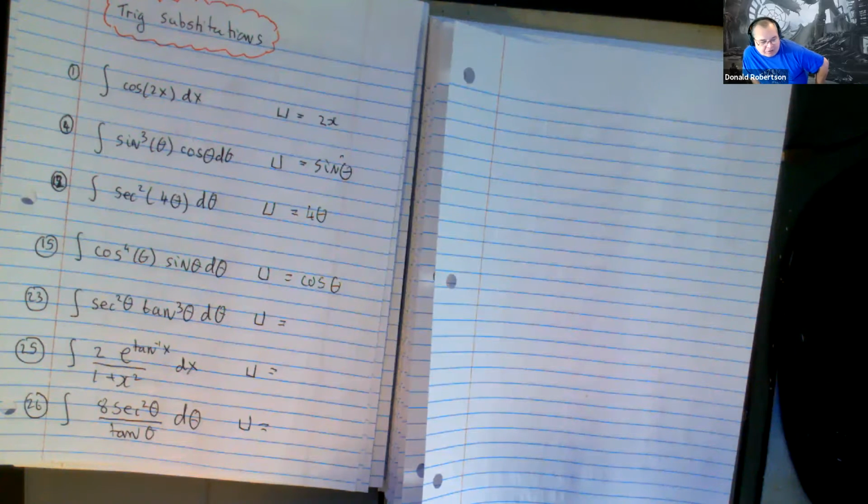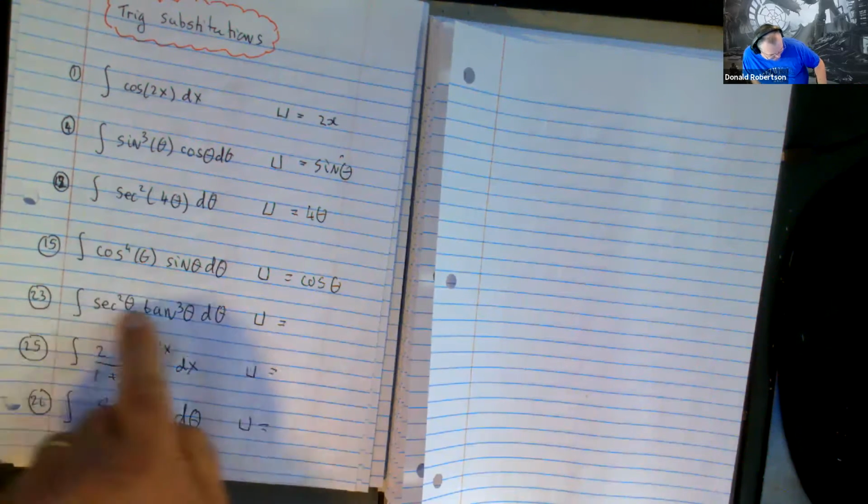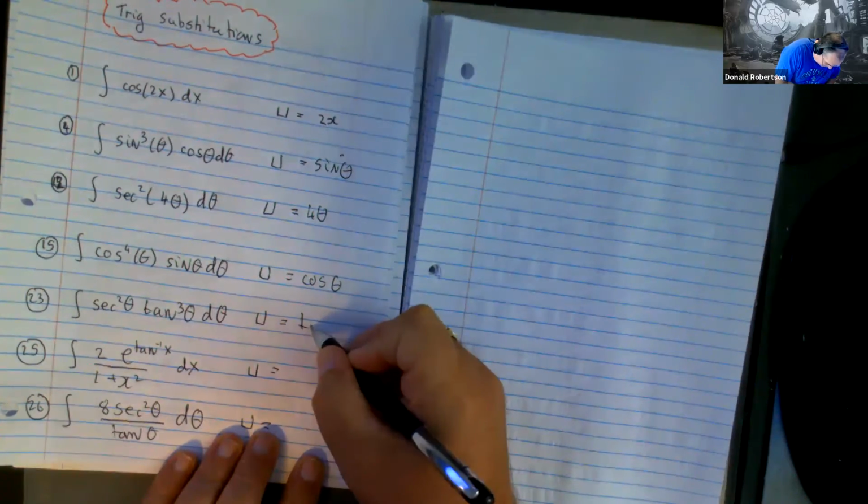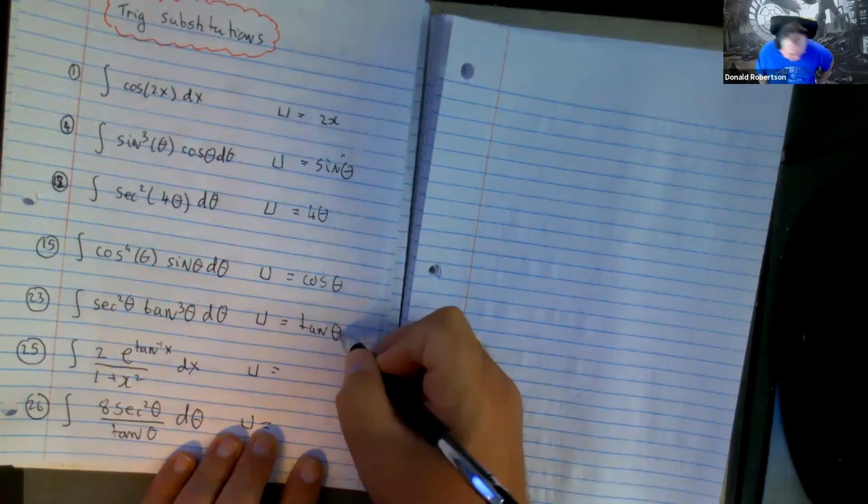What do you think the u sub in question 23 is? Tangent. That could be a lucky guess, but it's correct. And it could be because you figured something out. What's good about tangent as a u sub? Or another way of saying that, what's the derivative of tangent theta? Secant squared of theta. I'm going to get rid of that guy. Yeah. That's why it's picked.